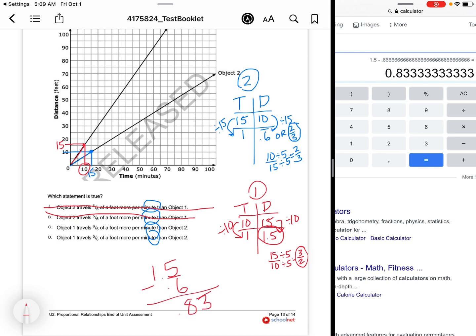Okay, well, so now I've got to look at my two fractions, and I have to decide which one this is. So is it 6 divided by 5? No, that's 1.2. Or is it 5 divided by 6? Yes, so it should have been D.